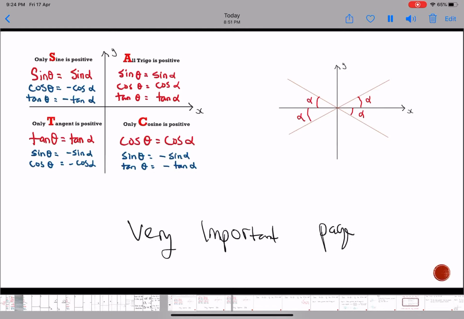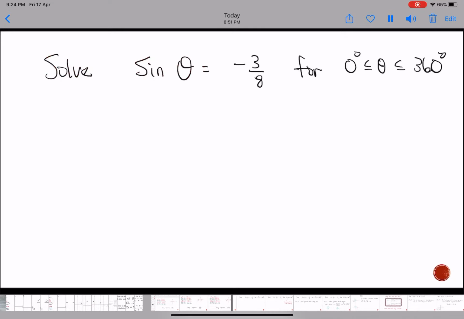Third quadrant, only tangent is positive, and only tangent theta equals to tangent alpha. The others are connected by negative. Okay, so that's how you try to remember. And okay, don't forget this page. Okay, now let me teach you how to solve the following.